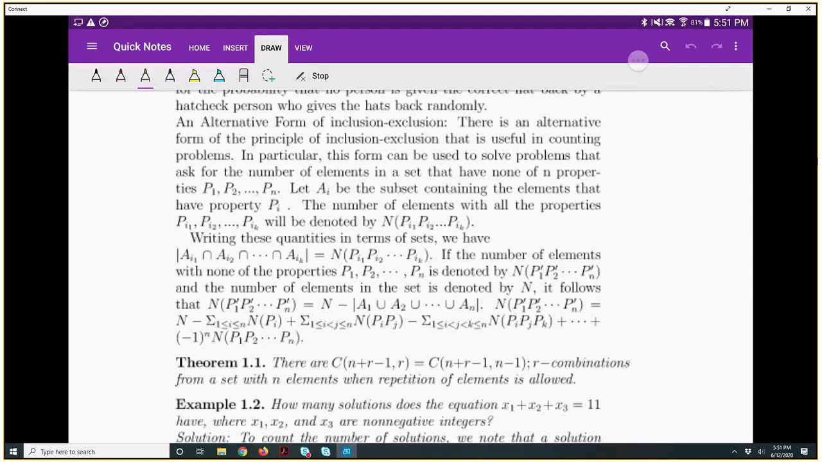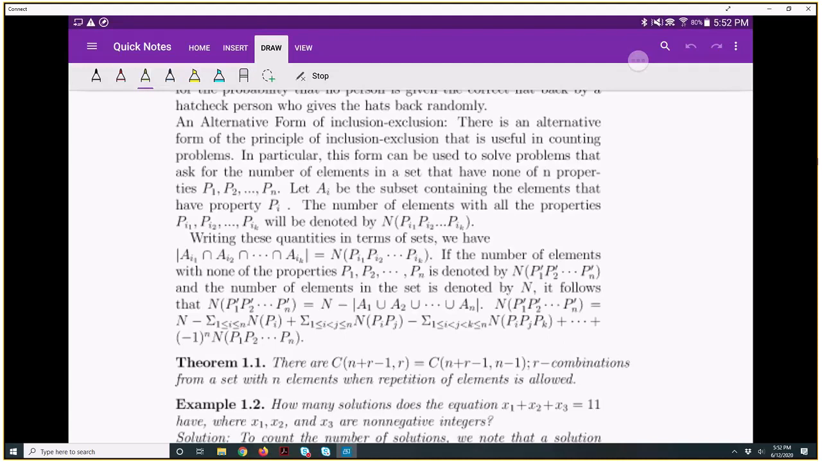In terms of sets, the intersection of the A sub i sets with the corresponding indices to the subset of the properties is going to be the number of elements possessing those properties. So first we think of our entire set, and then we want to find the subsets that contain certain properties, and we want to eliminate those subsets so that what we're left with is just the elements in the set that had none of the properties.